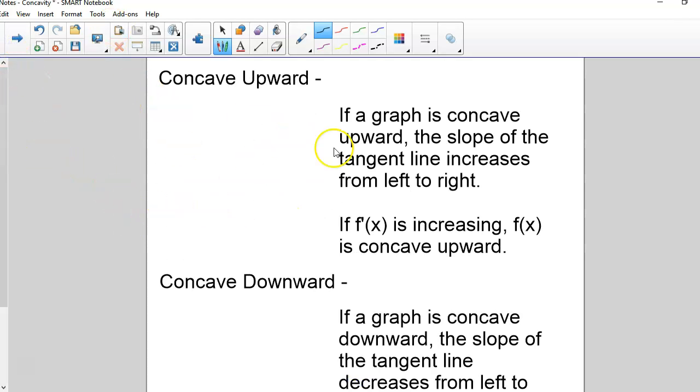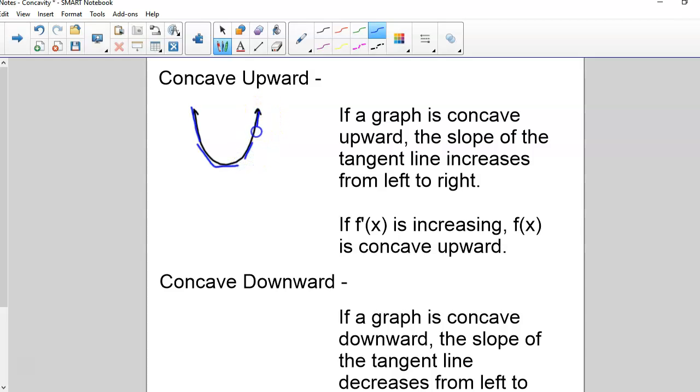So if you have something that's concave upward, if a graph is concave upward, the slope of the tangent line increases from left to right. So if you think of something concave upward, if you drew in some tangent lines here, you would have a negative, really steep slope. Right here you'd have a little less steep, but still negative. At the minimum, it'd be 0.